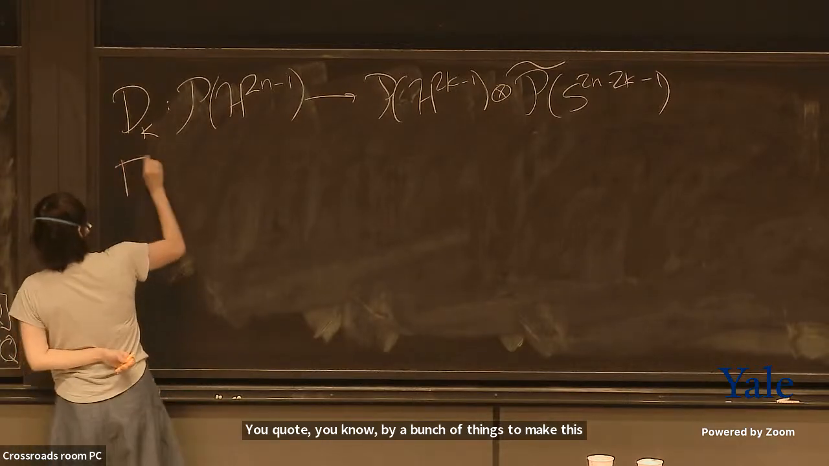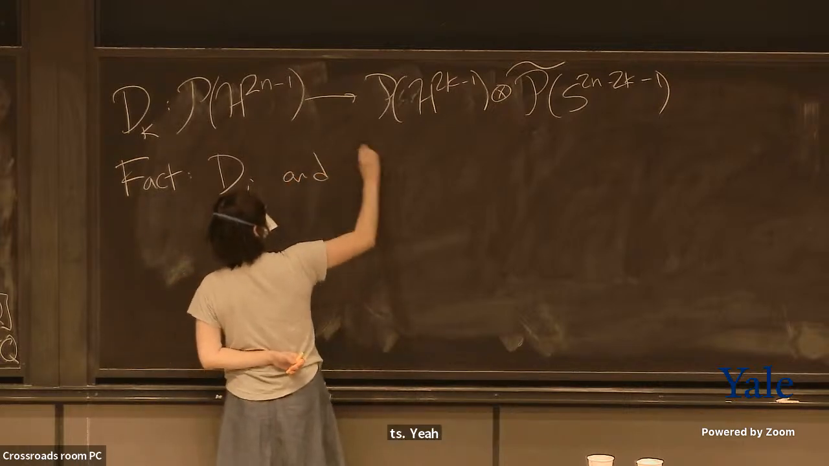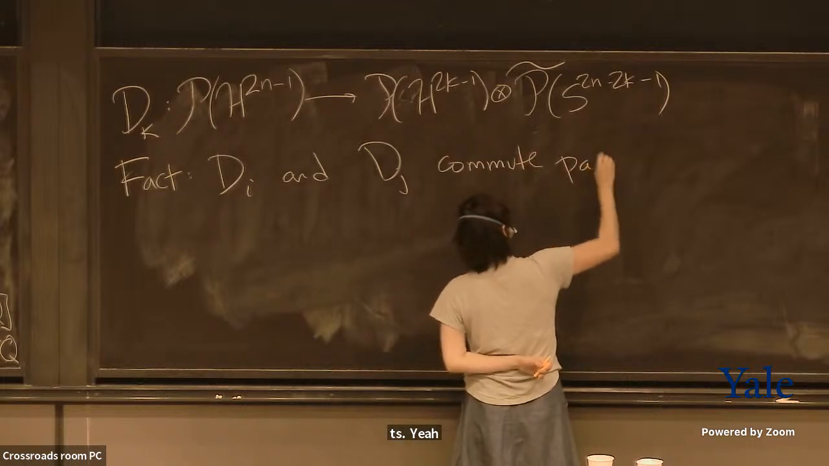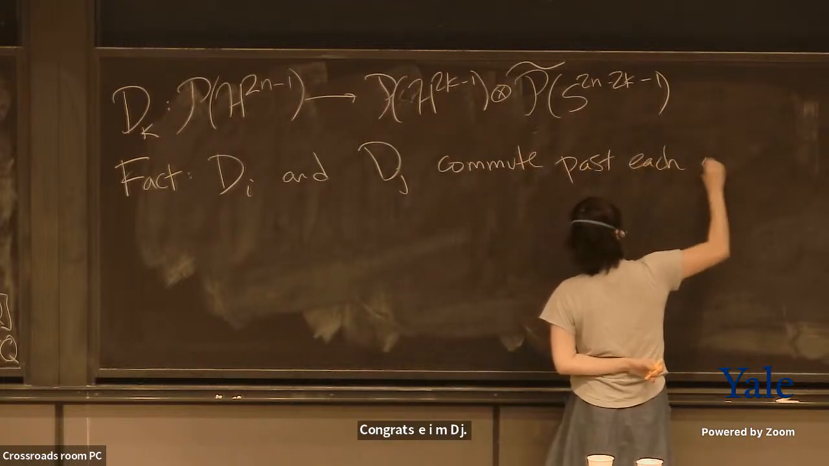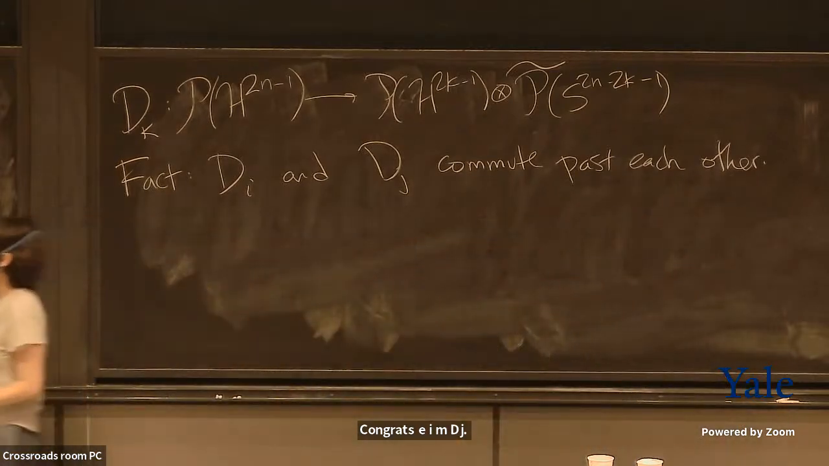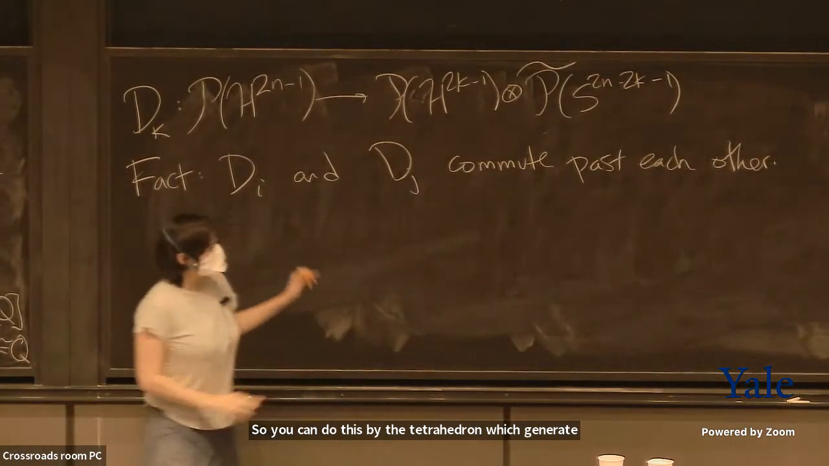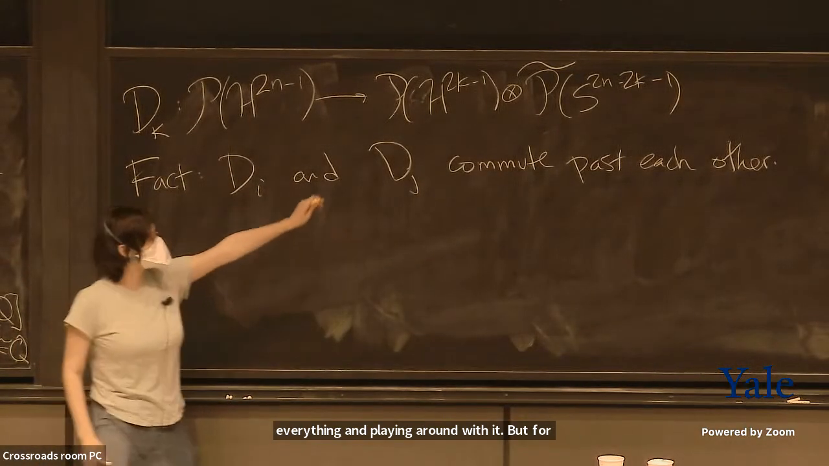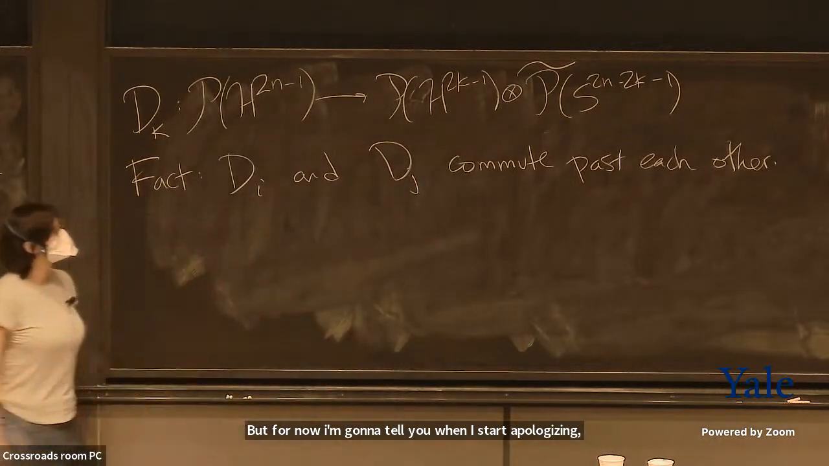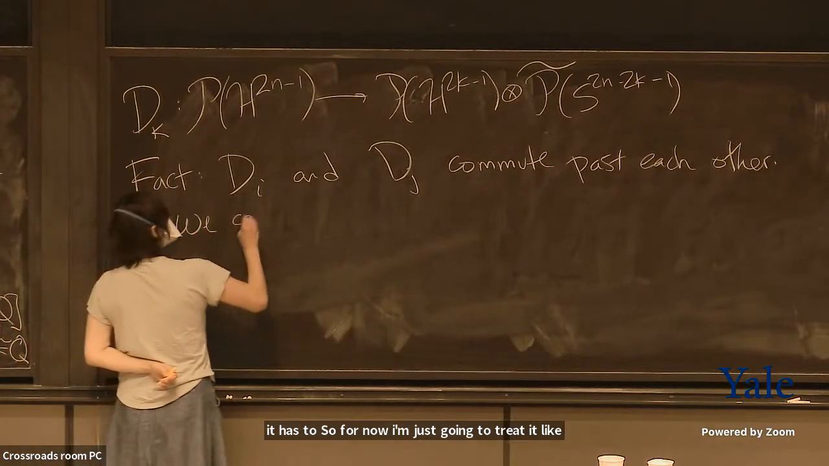Okay. So fun fact, DI and DJ commute past each other. So you can do this by picking a tetrahedron, which generates everything, and playing around with it. But for now, I'm going to tell you that when I start topologizing, the definition is actually just going to show you that it has to. So for now, I'm just going to treat it like a fact. And what this means is that we can draw a cube of these.